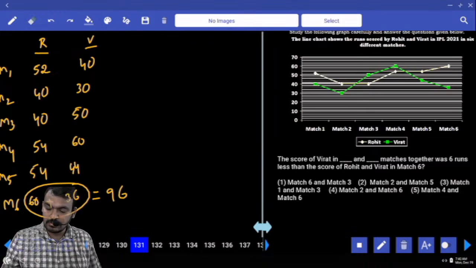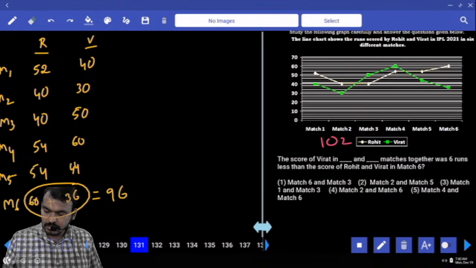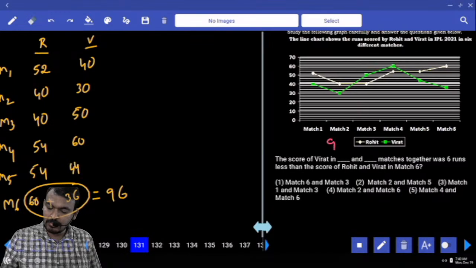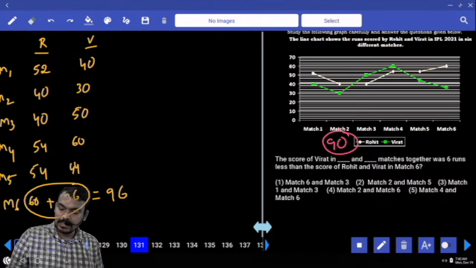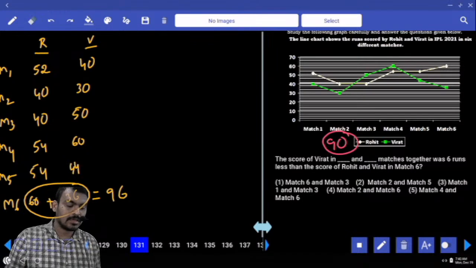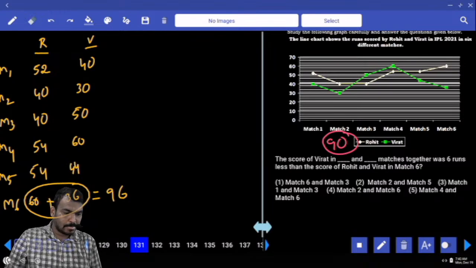Means first one is how much? Sorry, 6 lesser. Means it is how much? 90. That 90 is the Virat in 2 matches or only 1 match? 2 matches are. Okay. What is the first option? Match 6 and match 3.